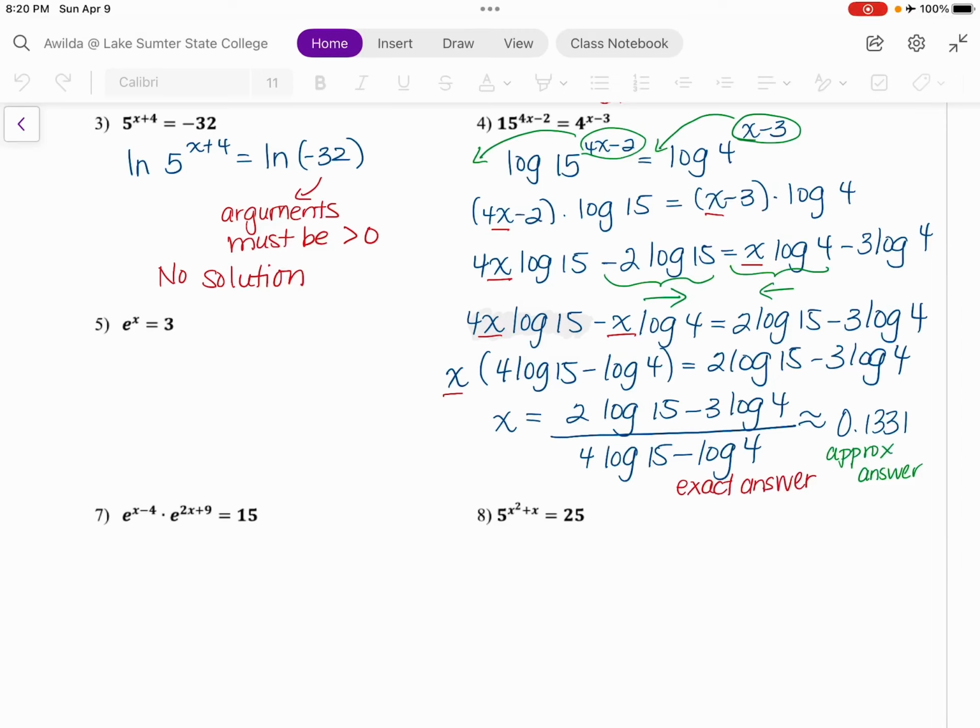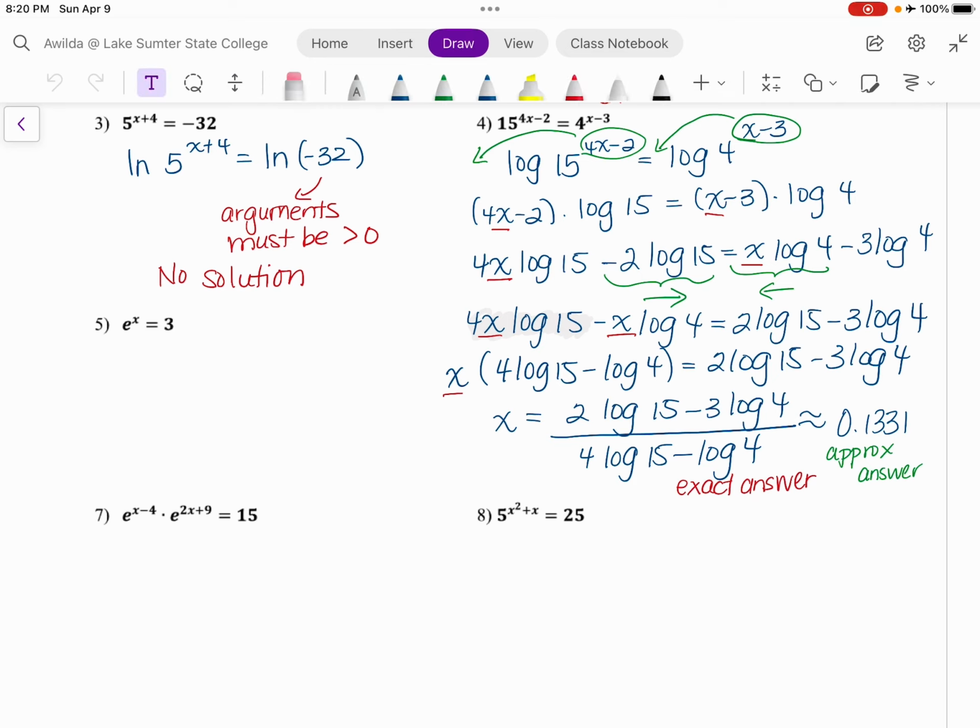In the previous video, we solved the equation 15 to the 4x minus 2 power equals 4 to the x minus 3 power. We left our answer as an exact answer, but using a calculator, we can convert this to an approximation of 0.1331.